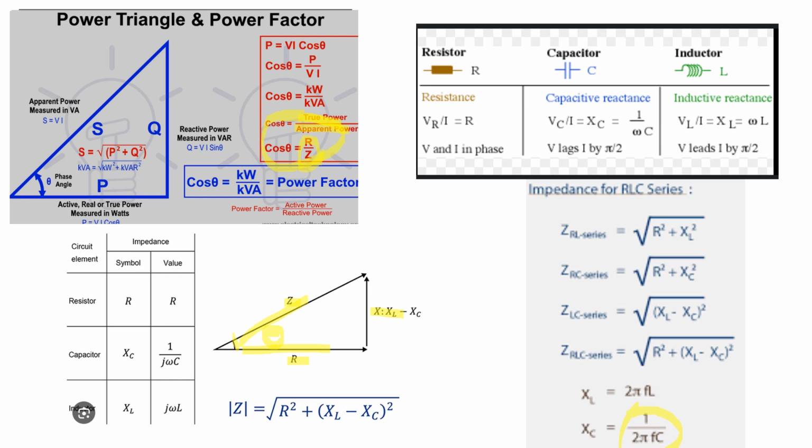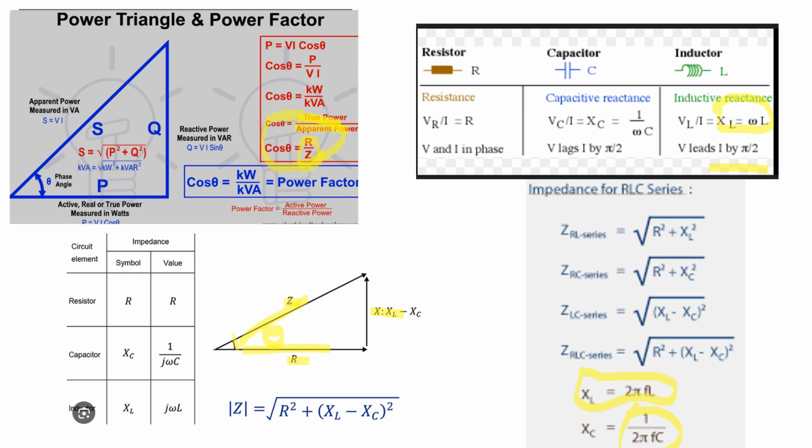Here the voltage lags the current by 90 degrees. And in an inductive circuit, the inductive reactance XL is equal to ωL, where ω is 2πf. So XL can be represented as 2πfL. Here voltage leads the current by 90 degrees.